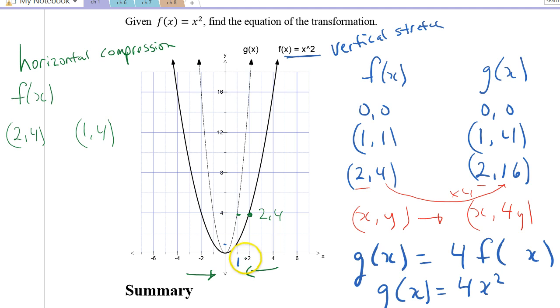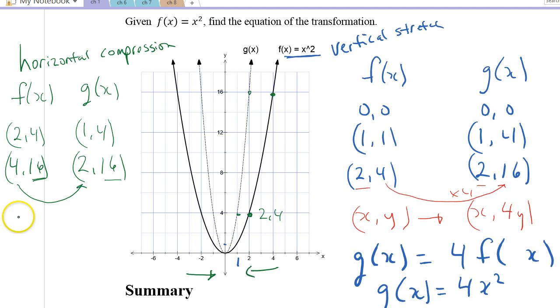All right, if my original point here would be, here's another nice one, 4 comma 16 on f of x, then on g of x it would be 2 comma 16. So thinking of this as a horizontal compression, now my y values are staying the same, but what's happening to my x values? My x values are being halved. Okay, so if I say x comma y is my original point, then for my corresponding points I'm going to get x over 2 comma y.